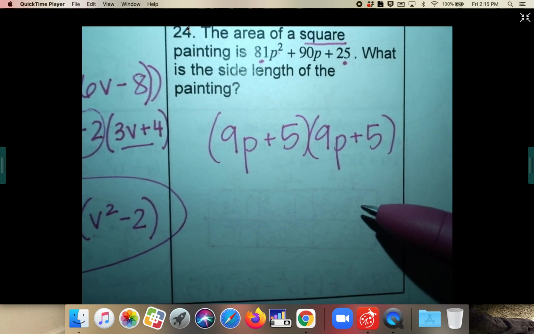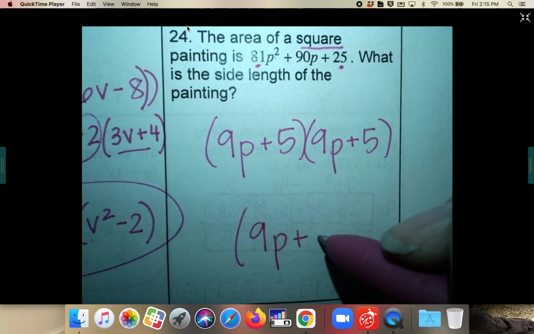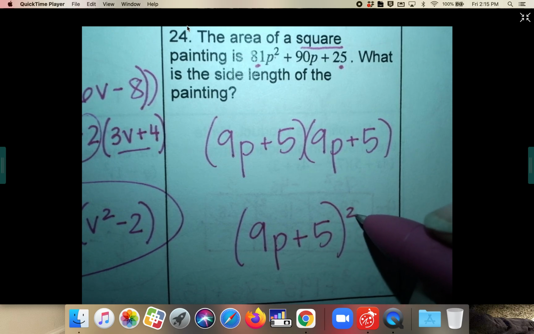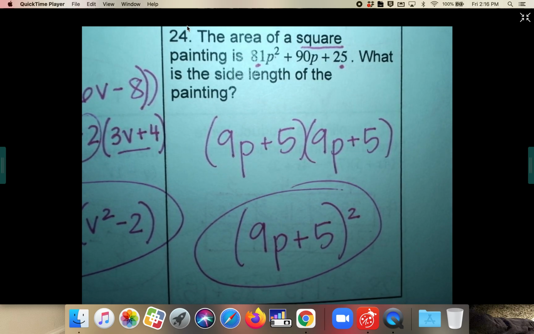So this is right. It's actually a better way to write it, if it's the exact same binomial, to just write it once and put a squared by it. But again, if you leave it like this, it will be correct.